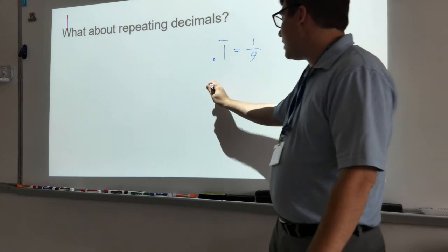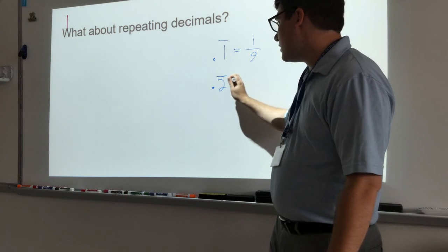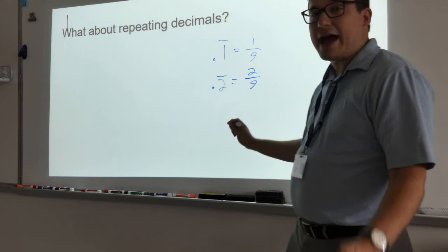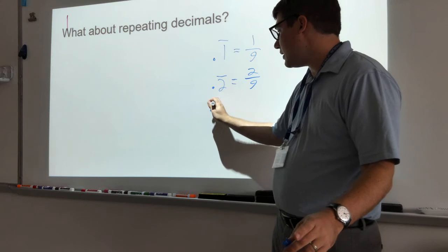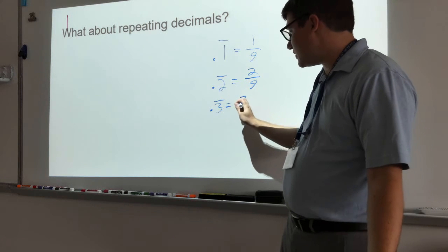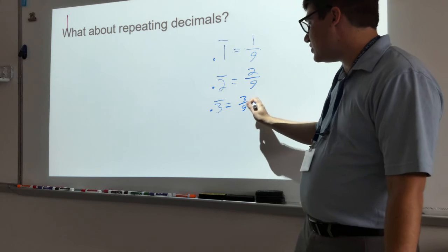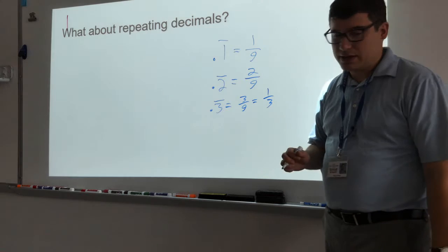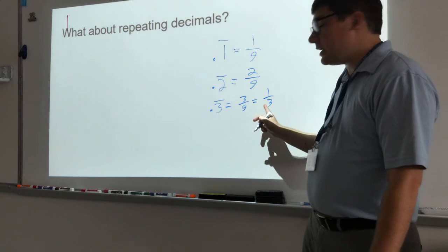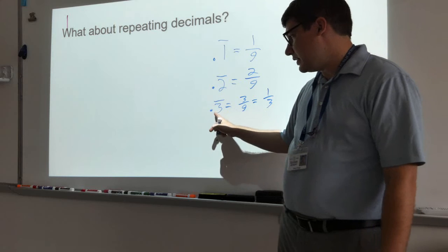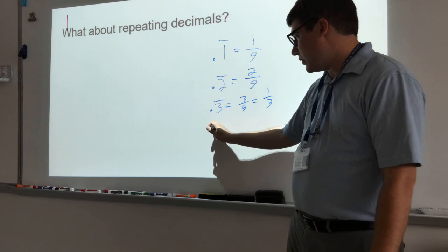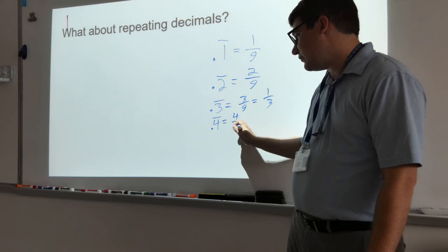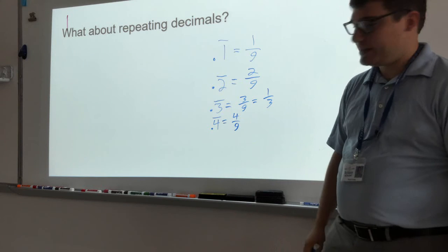Say we had 0.2 repeating. I can just write that as 2/9. Now, 0.3 repeating, again, I could write it as 3/9, but that can be reduced to 1/3. You can divide both these numbers by 3, right? So you might even remember that 1/3 is 0.3 repeating. Whereas 0.4 repeating, again, I would just write that as 4/9. I can't reduce that, right?